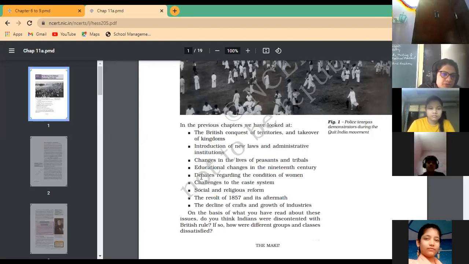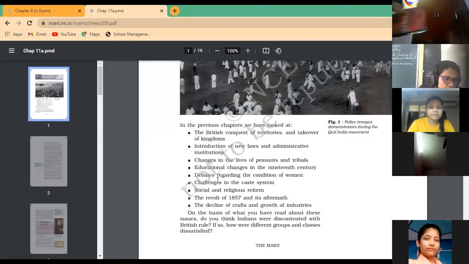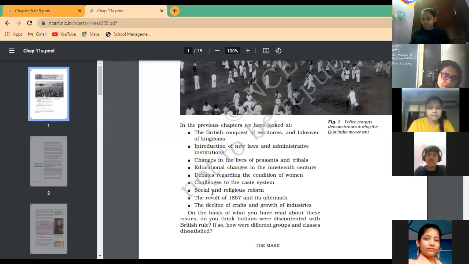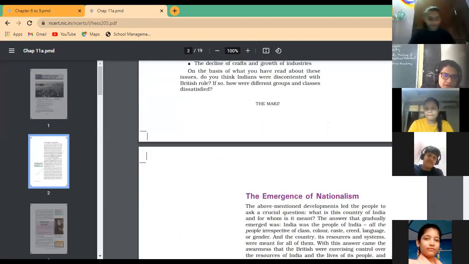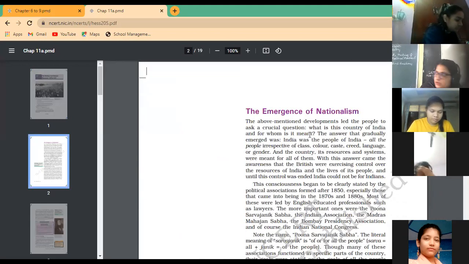In the previous chapter, we looked at the British conquest of territories, new laws, the administrative institutions, the changed life of peasants and tribals, education change in the 19th century, the debate regarding the condition of women, women's reforms, challenges to the caste system, social and religious reform, and the revolt of 1857 and its aftermath. We should remember all these events. So after that, what happened?